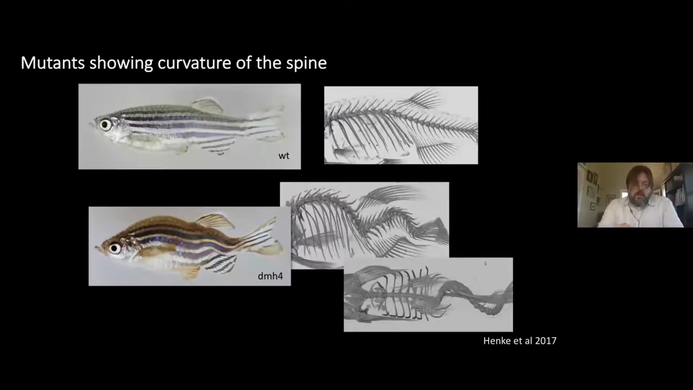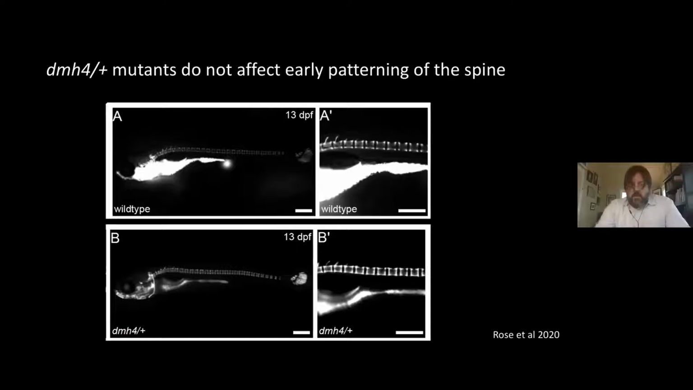I'd like to talk to you a little bit about a scoliosis model that we've been working on. And this is an allele called DMH4. It leads to basically really drastic scoliosis where the bones of the spine actually look pretty normal at micro-CT, but you get drastic dorsal and lateral curvature occurring. The interesting part, and going to our post-embryonic screen, is that the mutants do not affect early patterning of the spine. So this is a calcein staining of 13-day-old fish, a wild type and heterozygous mutant. And you can see that basically the patterning is okay. It happens after juvenile development, or during juvenile development into adult, that you get this dysmorphology.